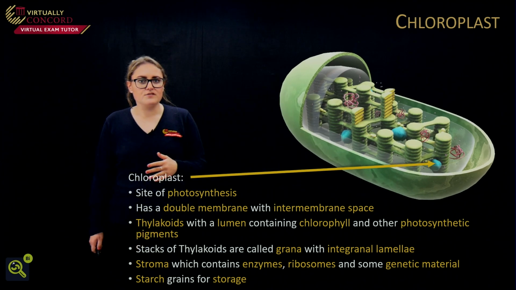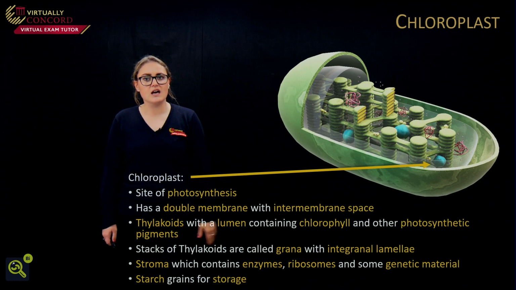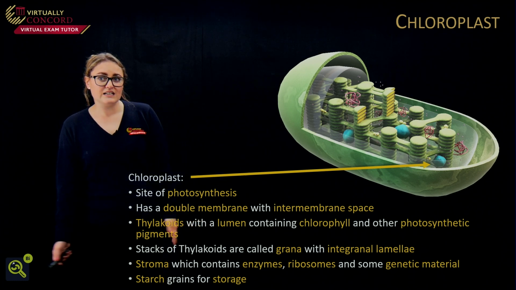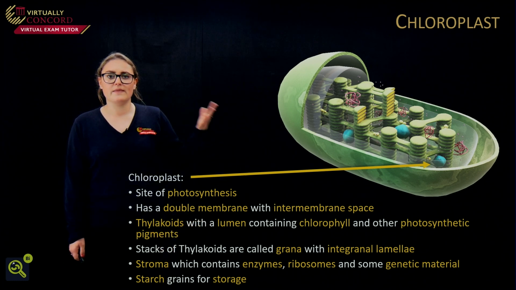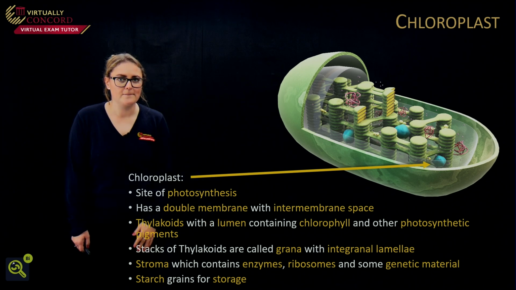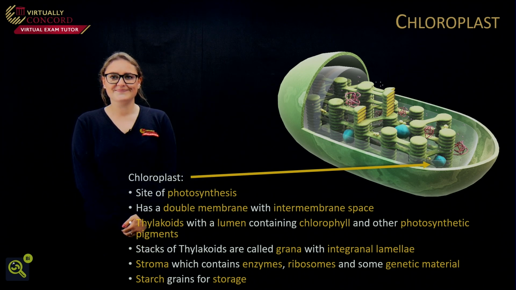And finally, we have some starch grains. The blue circles there represent the starch grains, and those are basically just storage molecules of glucose when that chloroplast is doing its photosynthesis. Okay, so there we have a chloroplast.